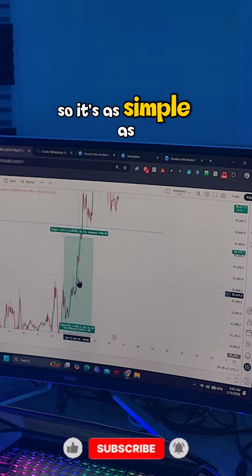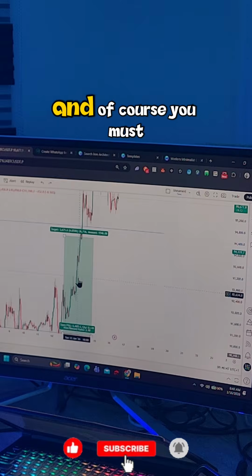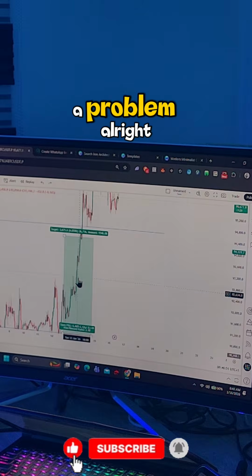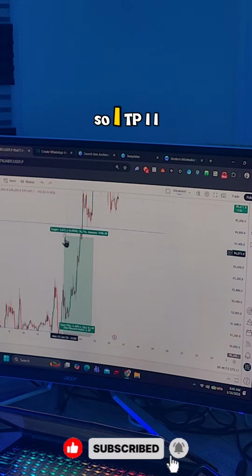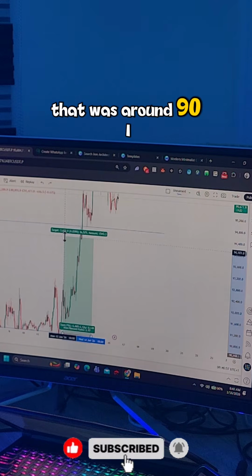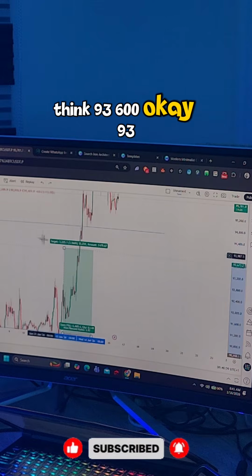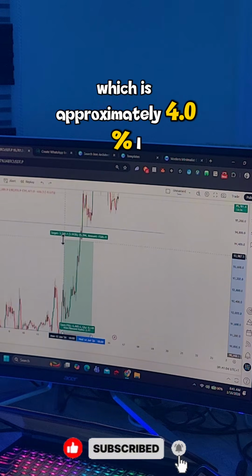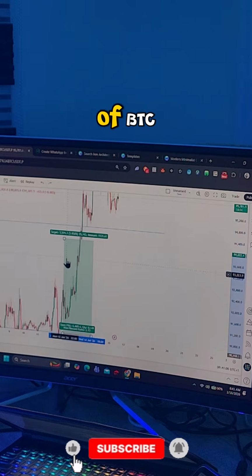It's as simple as following the market trend, and of course you must get your entry right, because if you don't get your entry right, then it's going to be a problem. So I took my first TP around this particular price, I think 93,600, which is up approximately 4.0%. I use 50x though because of BTC.